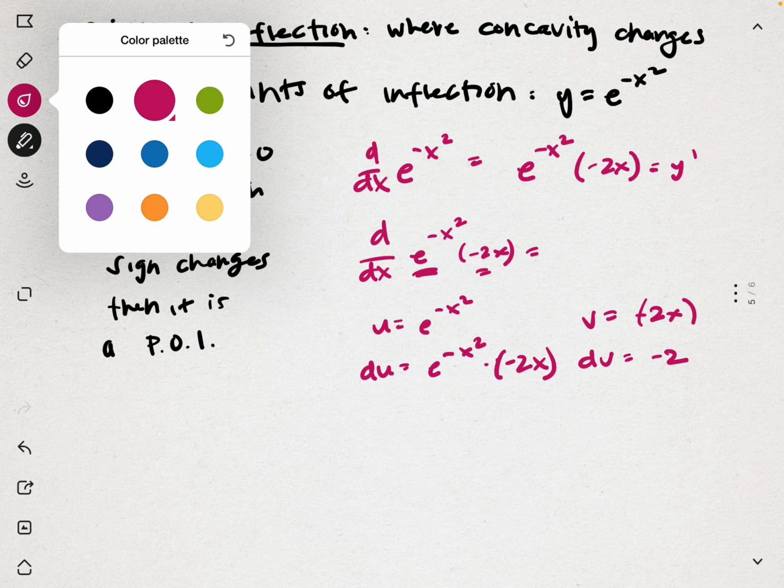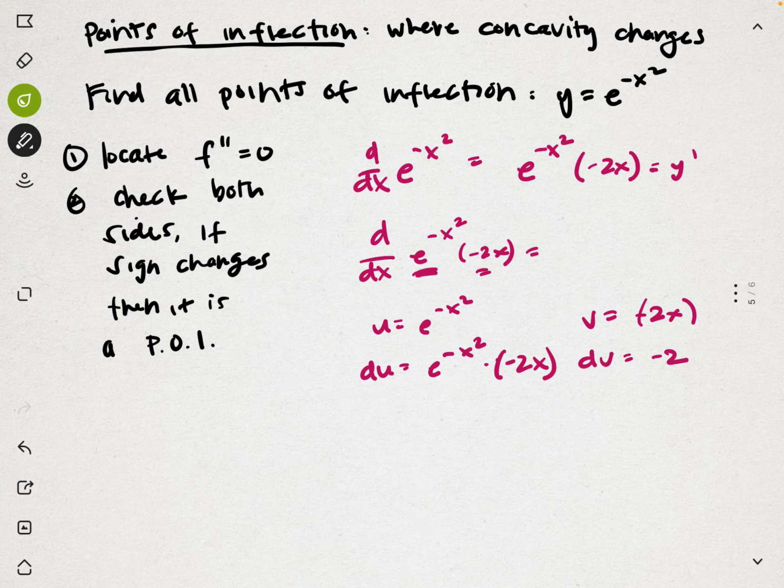Let's change up our colors. So let's put this all together. u dv, so negative 2 e to the negative x squared, plus v du, so negative 2x e to the negative x squared. We're trying to find out when that's equal to 0. So let's go ahead here and factor out our common factors. I'm going to take out a negative 2e to the negative x squared from both of them. So in the first part we're left with 1, and the second part we're left with x.